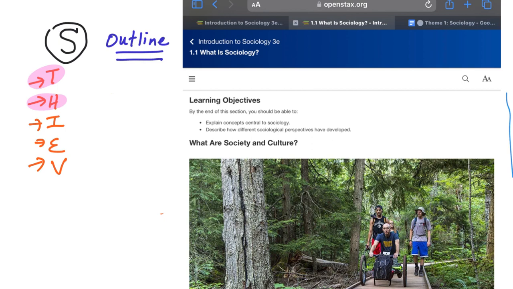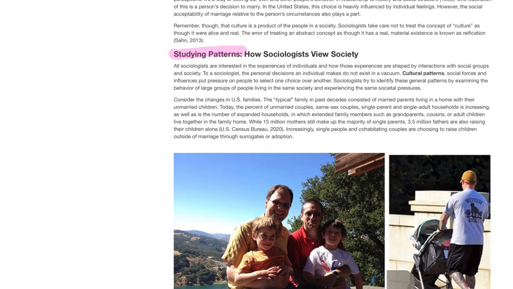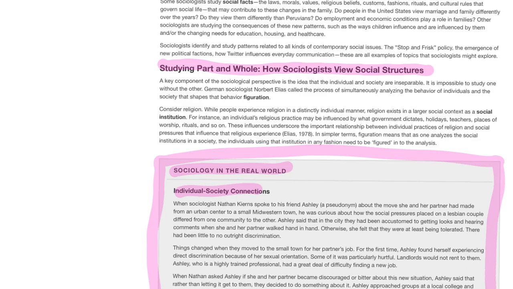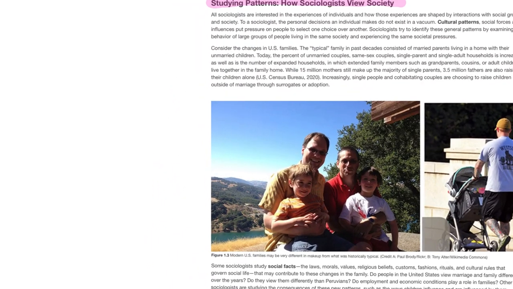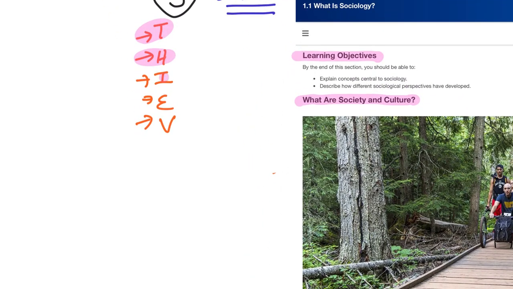Headings, let's look at some headings. Learning objectives, what are society and culture? Going down, studying patterns, keep going down. Studying part and whole, and then we have a box, right? I think this box is more part of V, visuals. Let's go back up and look at the next step in our process.